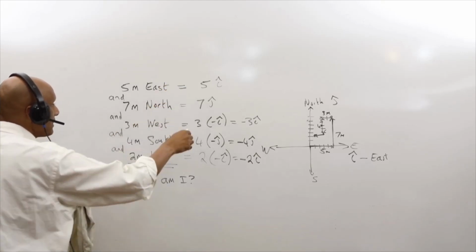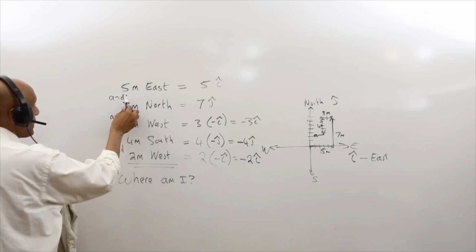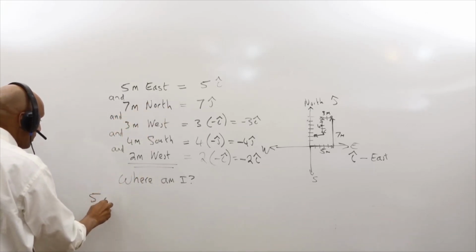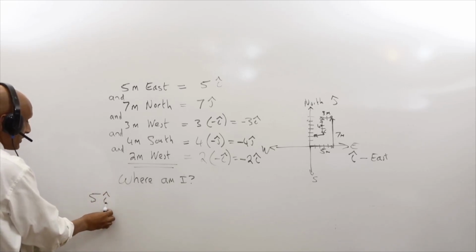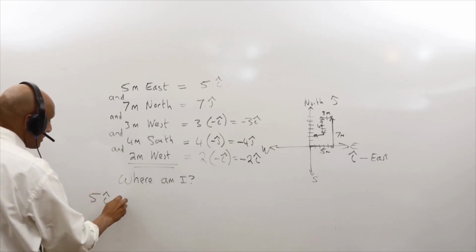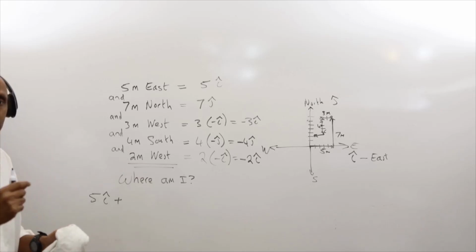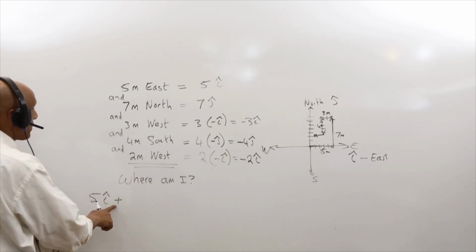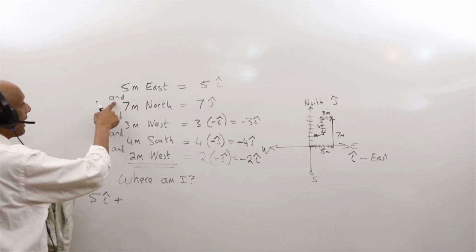So if I take this as a whole, I could represent 5 meters east. I represented that by 5i. I've traveled 5 meters east. And the plus symbol doesn't mean anything. It's just an abstract notation for us to represent the symbol saying "followed by" and.